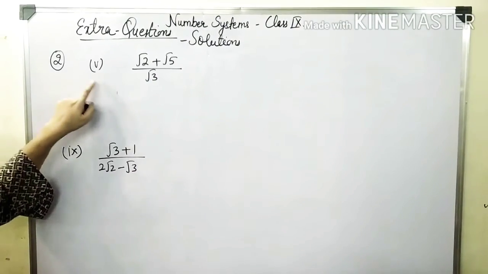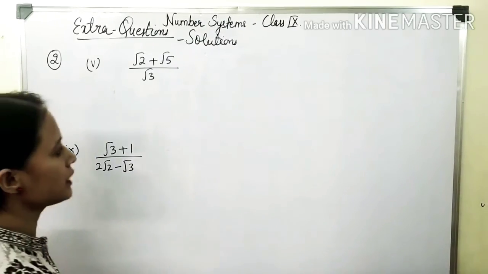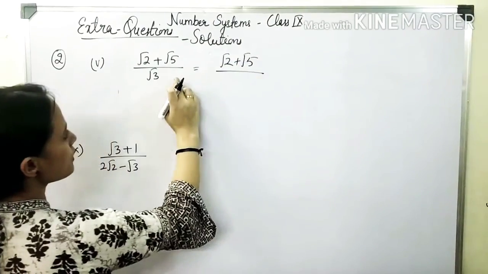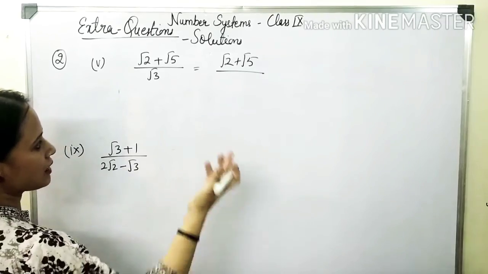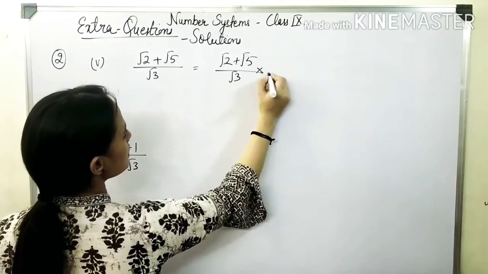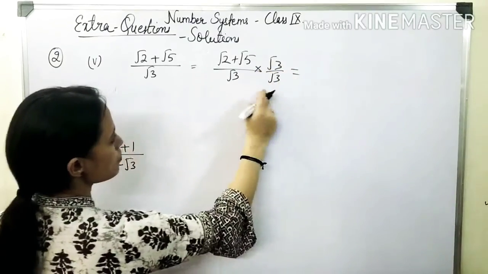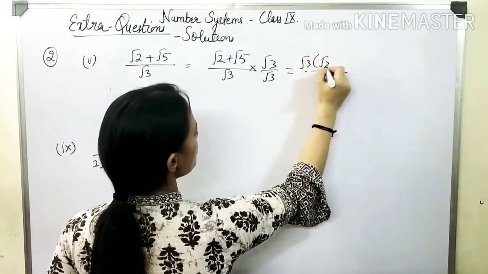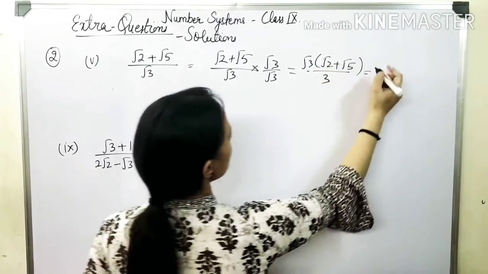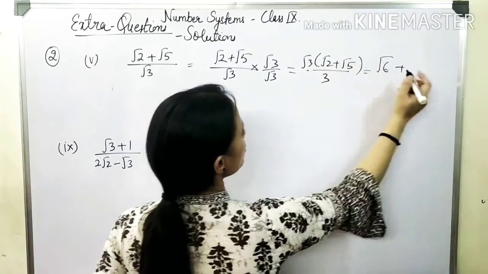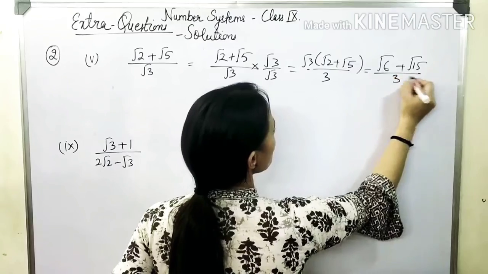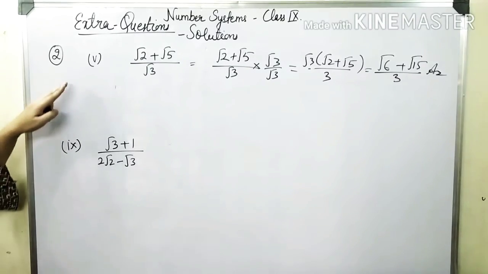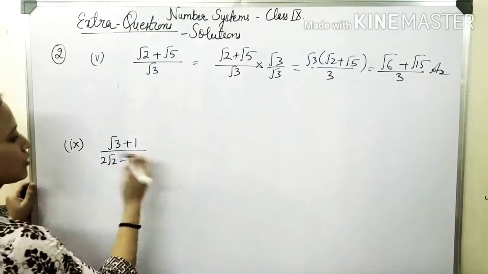I have taken fifth part of question number 2 where you have to rationalize the denominator. So if you remember how to rationalize the denominator, we should multiply the numerator and denominator by the rationalizing factor. So in this case, what is the rationalizing factor? It is root 3. Fine. So we are getting 3 and this will get multiplied with the whole root 2 plus root 5 and this will give us root 6 plus root 3 into root 5 will give us root 15. And those who don't know how to multiply the irrational numbers, they should see the previous video, they will come to know. Okay, now next part I have taken 9th part, where again you have to rationalize the denominator.